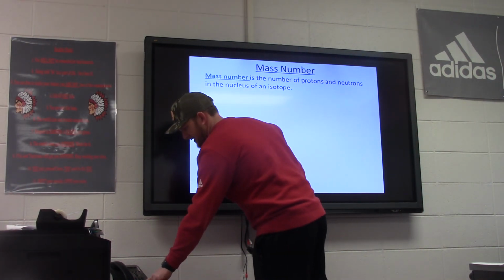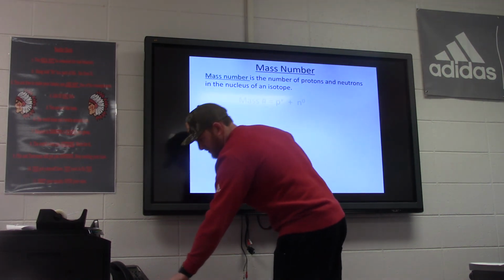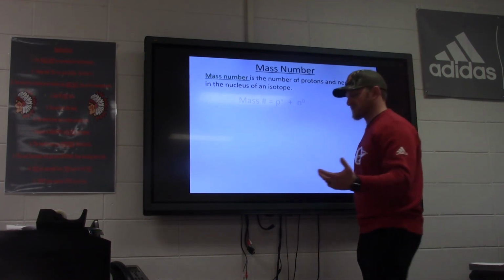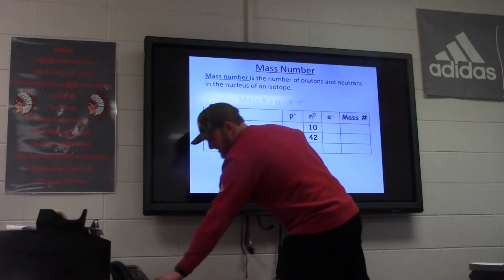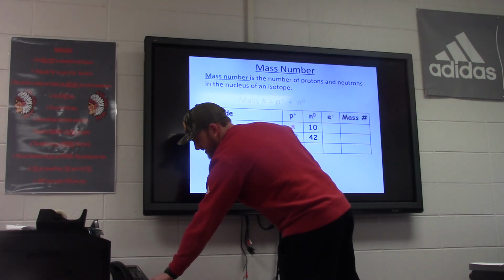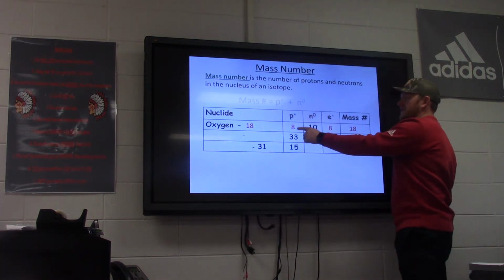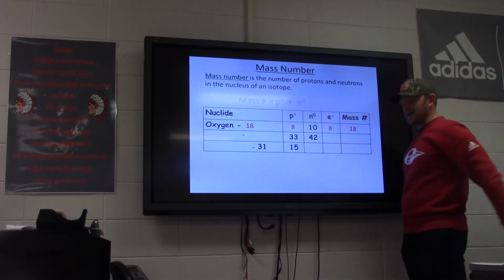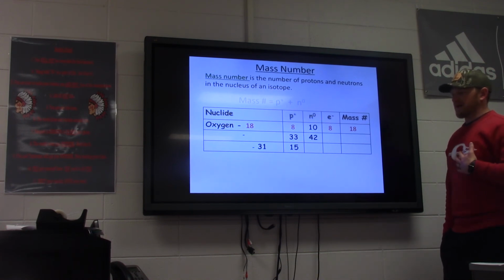The mass number, though, is the number of protons and neutrons in the nucleus of an isotope. You remember, we did not say anything about electrons because they don't have a mass. They're super, super small. So, if we look at oxygen, I'm just going to fill in the first one, and then we can do the second one together. The first one, its atomic number is going to be 8 because it had 8 protons. Right now it's got 8 electrons. Can that change? Yes, but we'll talk about that a little bit later down the road.